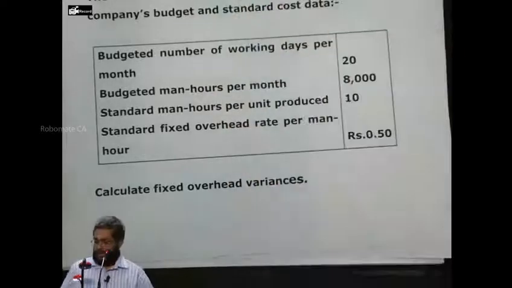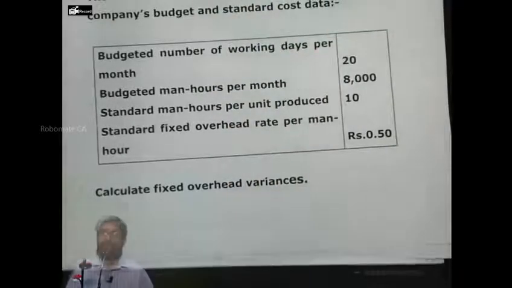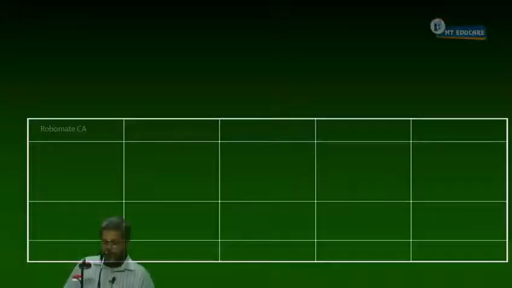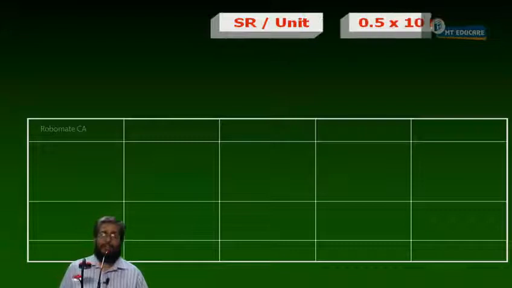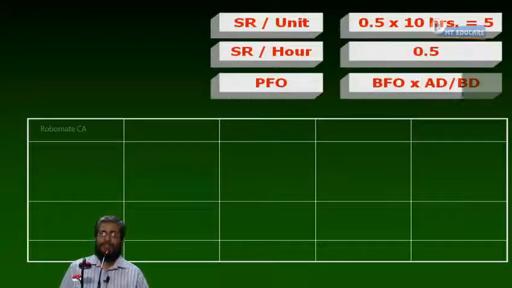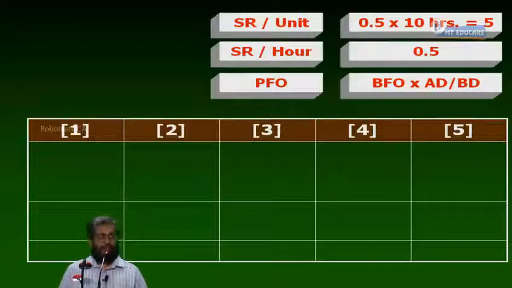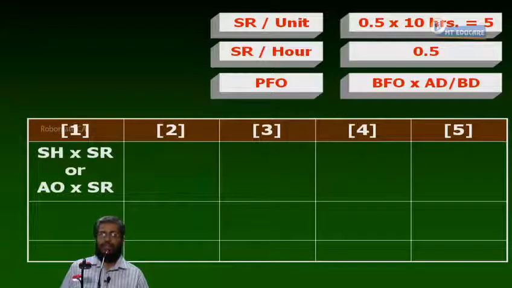Right, step 2. Computation table. When I gave you choice, whichever is available, that can be written. No need to write both choices. Can I proceed or not? No. How many columns are there? 5 columns. Do along with me. Column 1, SH into SR or AO into SR.